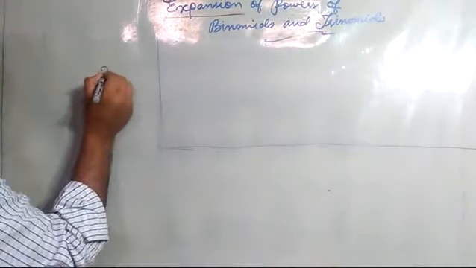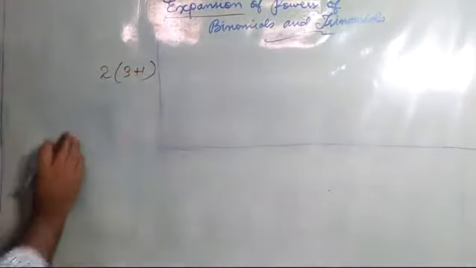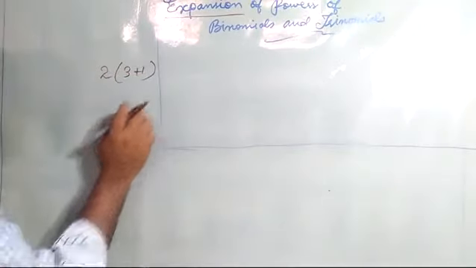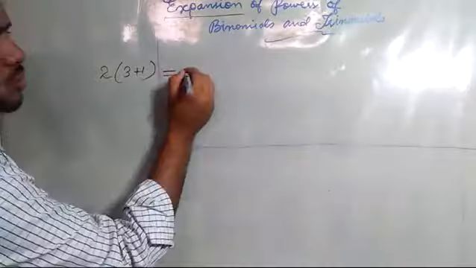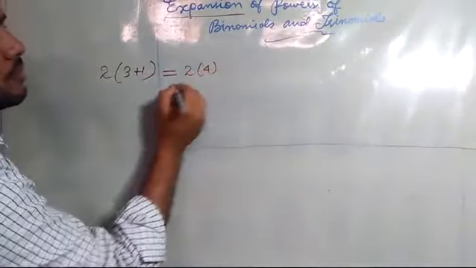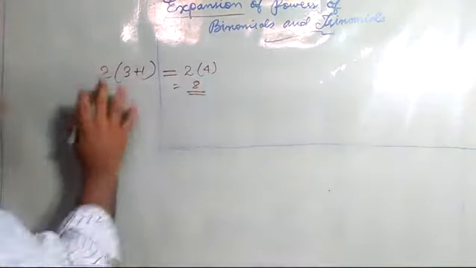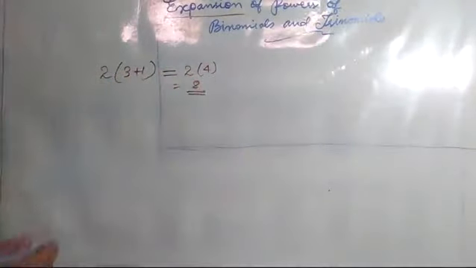Expanding: if I have to expand 2(3 plus 1), this is one number, 2 bracket 3 plus 1. According to the BODMAS rule, first I have to solve the bracket part, so I can write 2 multiplied with 3 plus 1, which is 4, which will be equal to 8, correct? This is the expansion of this number, and we are making it small.